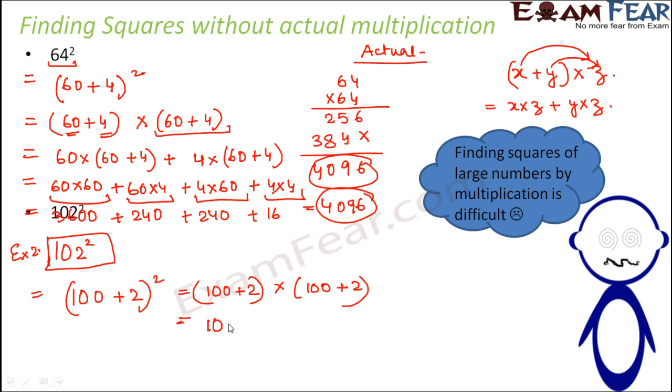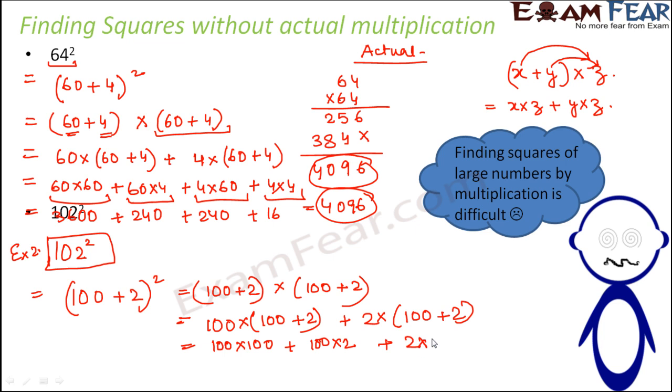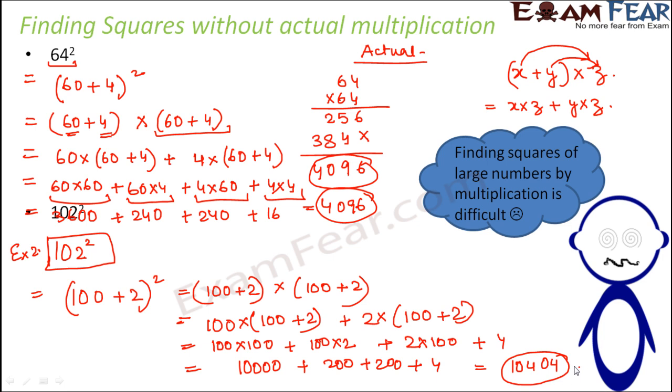With a similar approach, we can write 100 into 100 plus 2 plus 2 into 100 plus 2, using the same property as we discussed here. So this becomes 100 into 100 plus 100 into 2 plus 2 into 100 plus 2 into 2, that is 4. So this becomes 10,000, this becomes 200, this becomes 200, and this is 4. When you find the sum, it is 10404. So you see here also there was no need to perform actual multiplication, and you could very easily find out the square of 102.